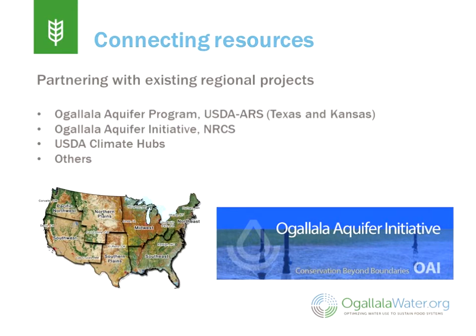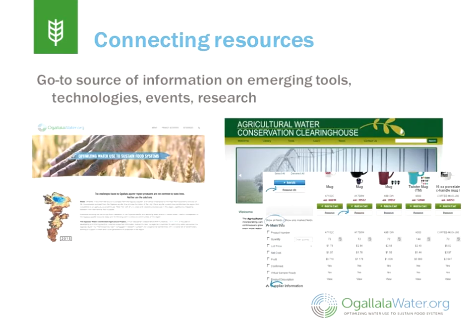For example, the Ogallala Aquifer program, that's an entity that's been going for more than a decade, mostly in Texas and Kansas, is a strong partner on our team. We have a lot of overlapping team members. The Ogallala Aquifer Initiative through NRCS that incentivizes different practices, as well as USDA Climate Hubs, are key partners in our work moving forward. So at the end of the day, we hope that we can be sort of a go-to source of information on emerging tools like technologies, events, research around the Ogallala Aquifer.